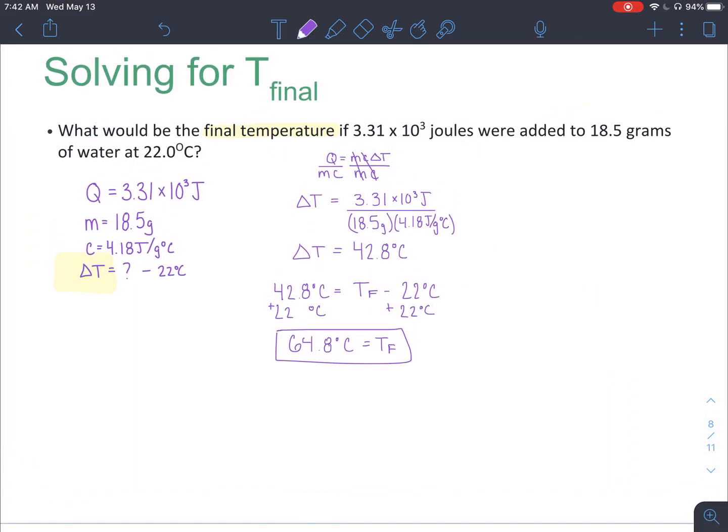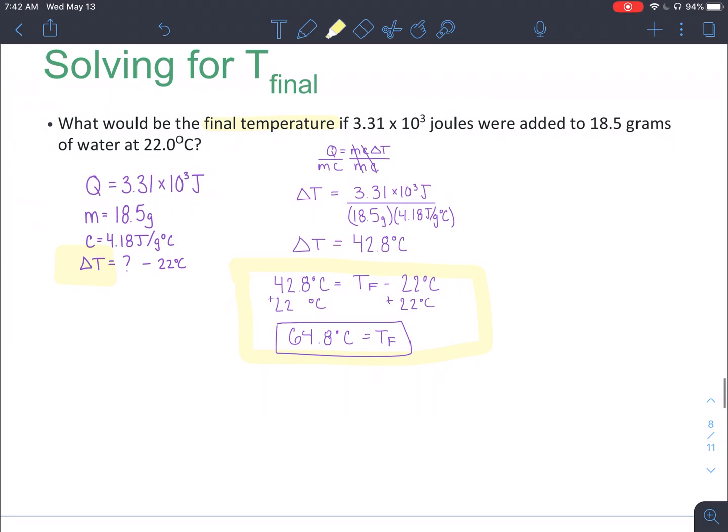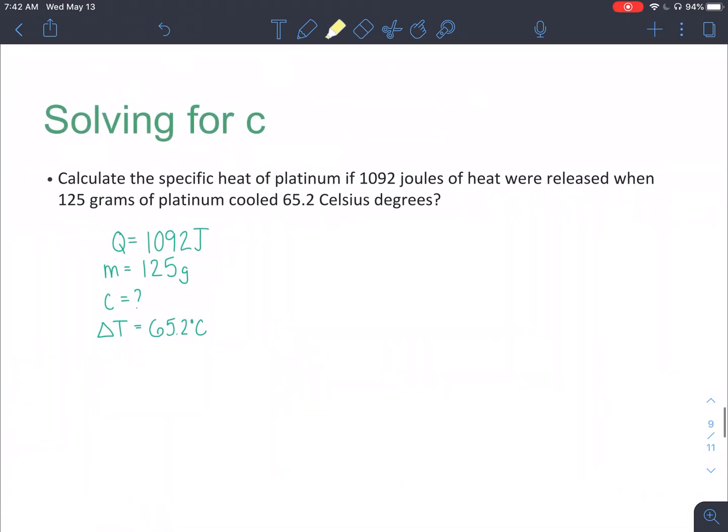All right, and again, if you were ever asked to solve for the initial temperature, this is the only part, I'm going to even highlight that, this is the only part that would change if you are solving for initial temperature. All right, on to the next one.